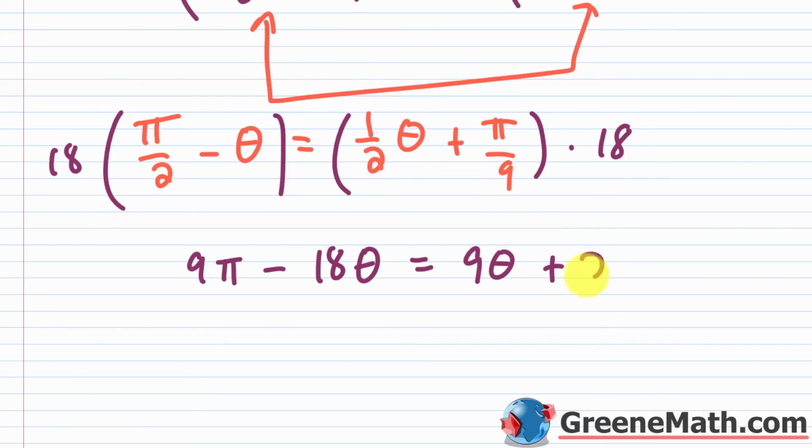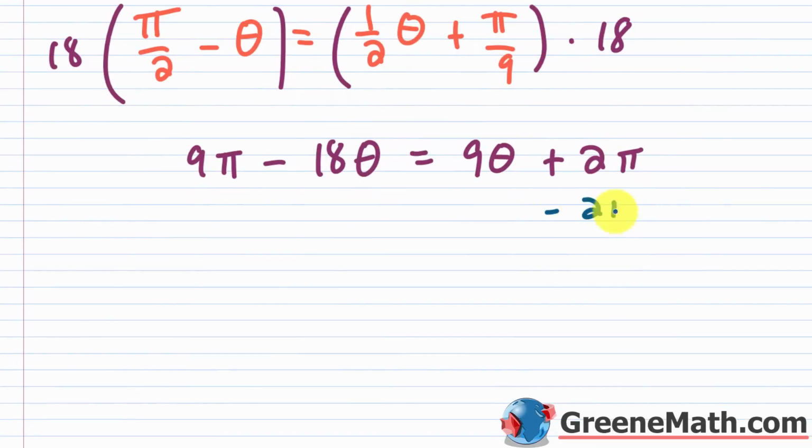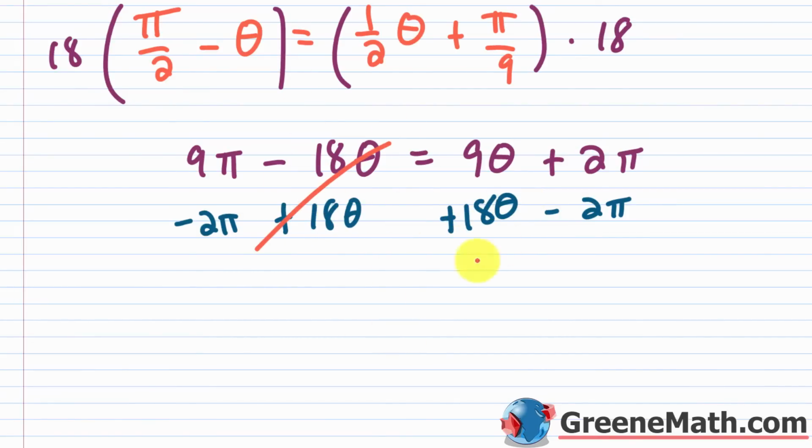2 times pi is 2 pi. So now we don't have any messy fractions, and so I'll just subtract 2 pi away from each side, and I'll add 18 theta to each side. And so this would cancel, and this would cancel. 9 pi minus 2 pi is going to give me 7 pi. And this equals 9 theta plus 18 theta, which is going to be 27 theta.